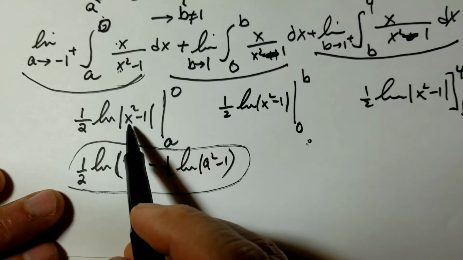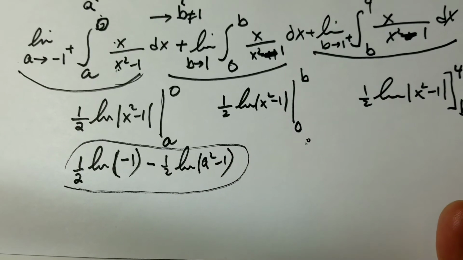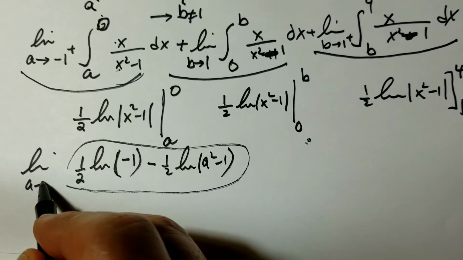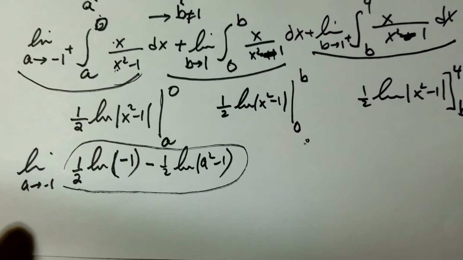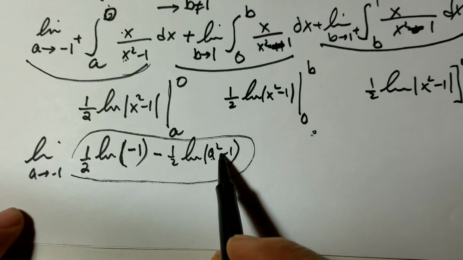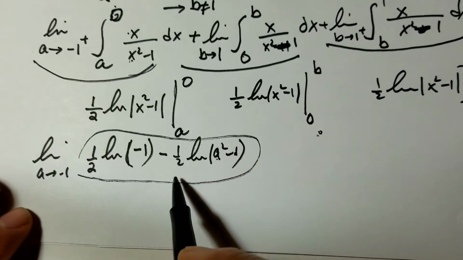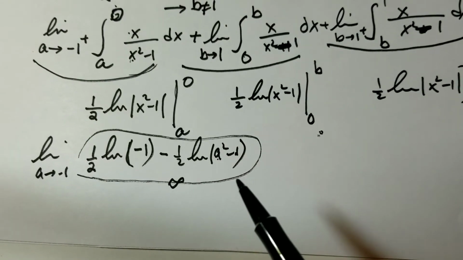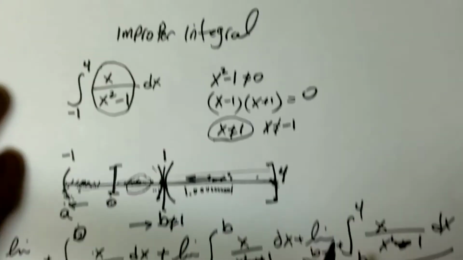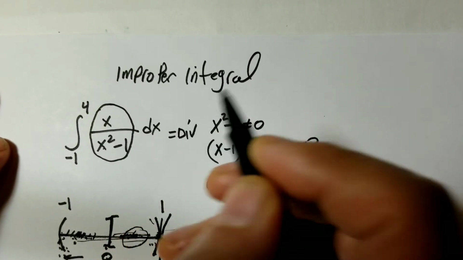Therefore, when I put 0 here, what is the natural log of -1? It's undefined. And when I take the limit as a approaches -1, and I put -1 here, a squared minus 1 is 0. Natural log of 0 is also undefined. Therefore, I'm not going to evaluate the rest of it, and I'm going to say this one will diverge.